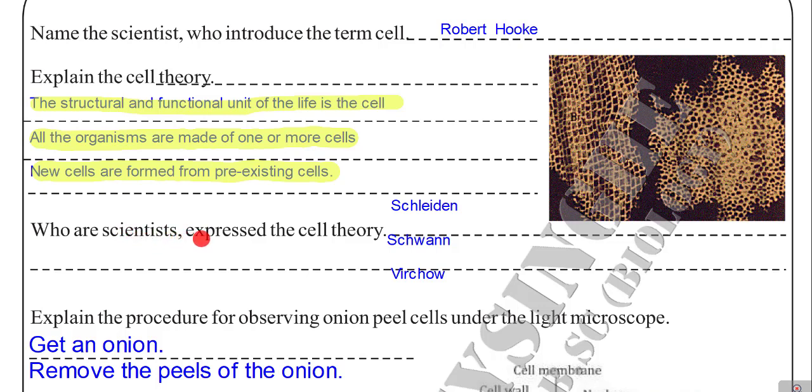And who are the scientists who expressed the cell theory? Schleiden, Schwann and Virchow. Virchow is a German scientist. They are Swedish and German scientists, and they are also from that area, Europe. These names are also important. Schleiden, Schwann, S-C-H-W-A-N.